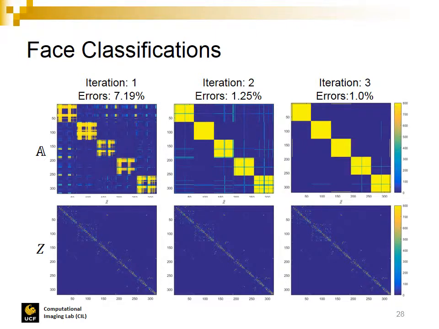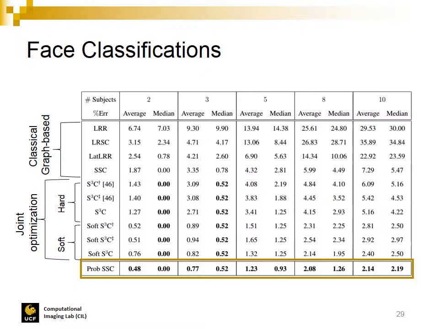Updates in association matrix A and similarity matrix Z over 3 consecutive iterations are shown here. Data includes 5 subjects. The misclassification error changed from 7.19% to 1% respectively. The complete summary of average misclassification error of the proposed method is compared here with the state of the art.